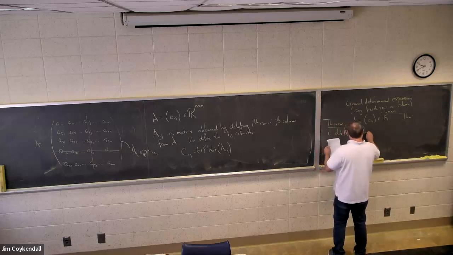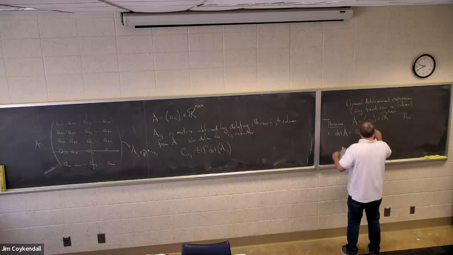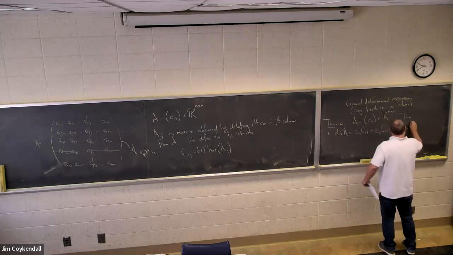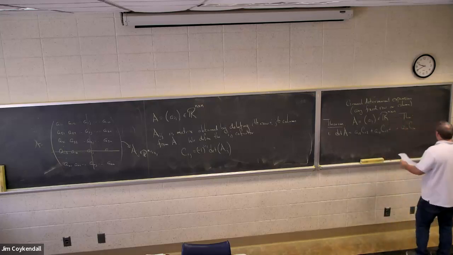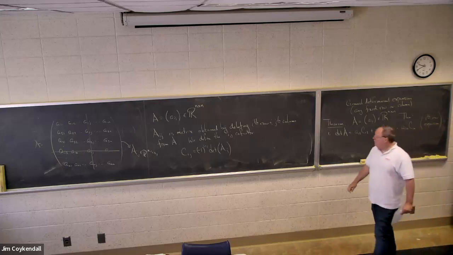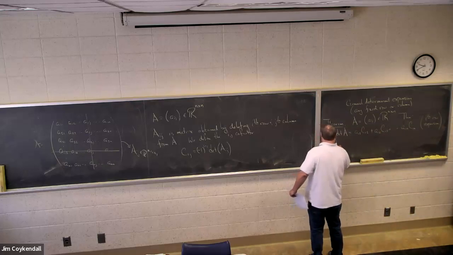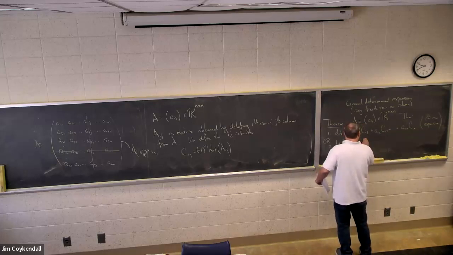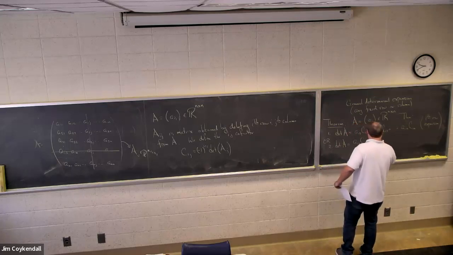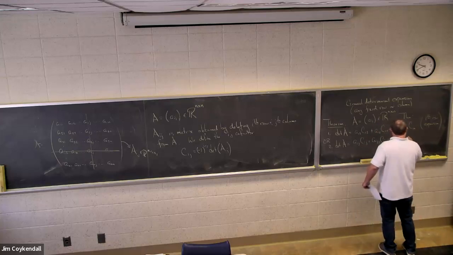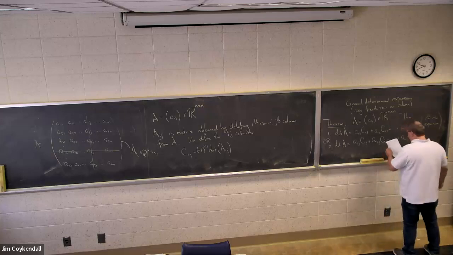a_i1 C_i1 plus a_i2 C_i2 plus ... a_in C_in. And this is the ith row expansion. Or the determinant of A is a_1j C_1j plus a_2j C_2j plus ... a_nj C_nj. And this is the jth column expansion.